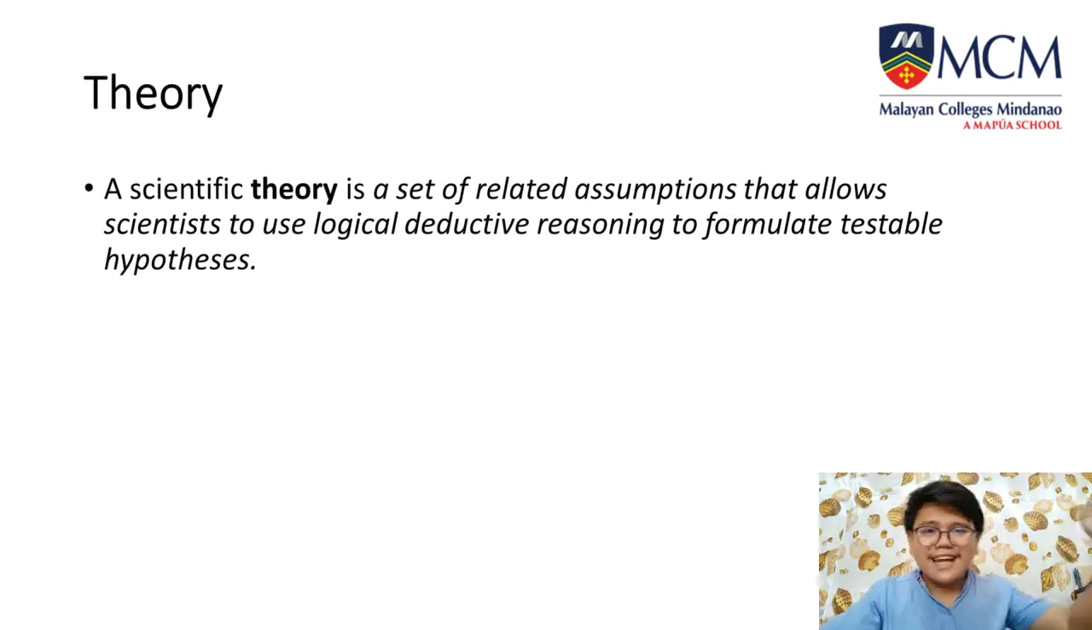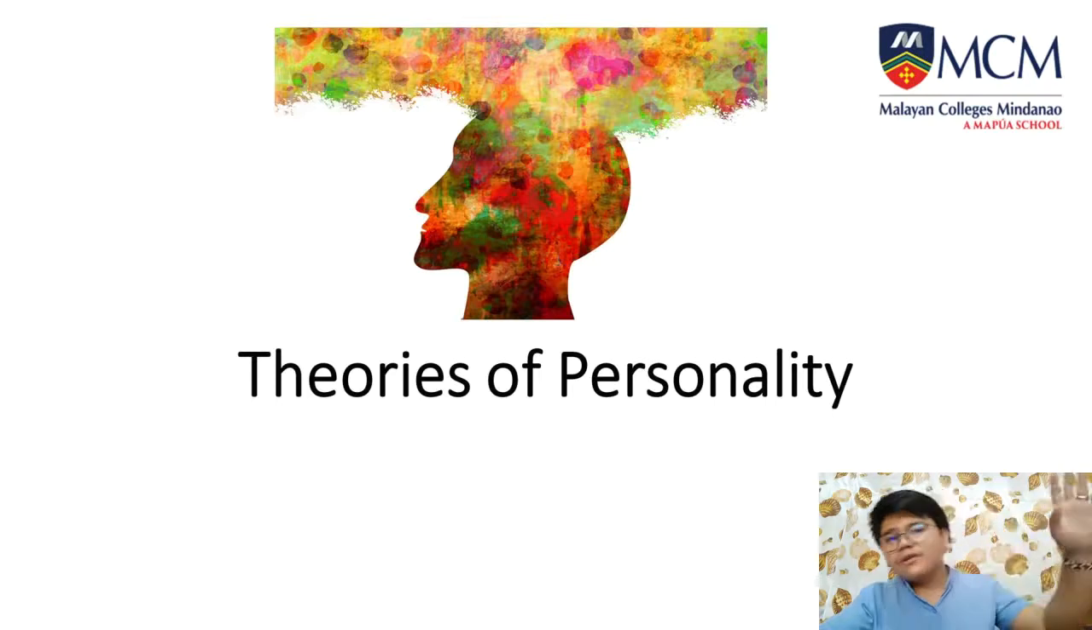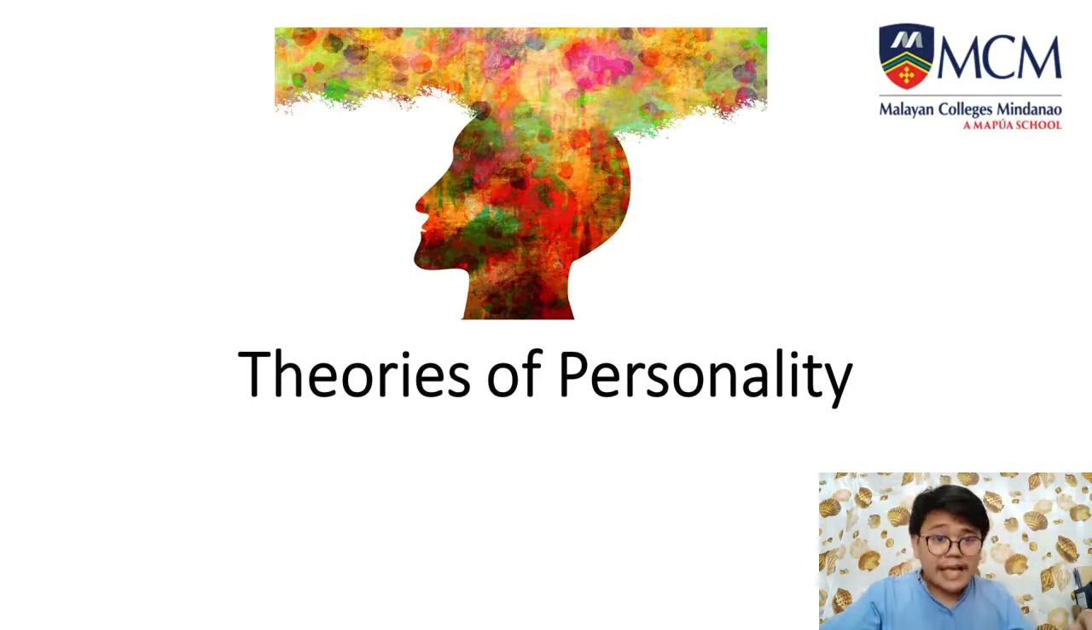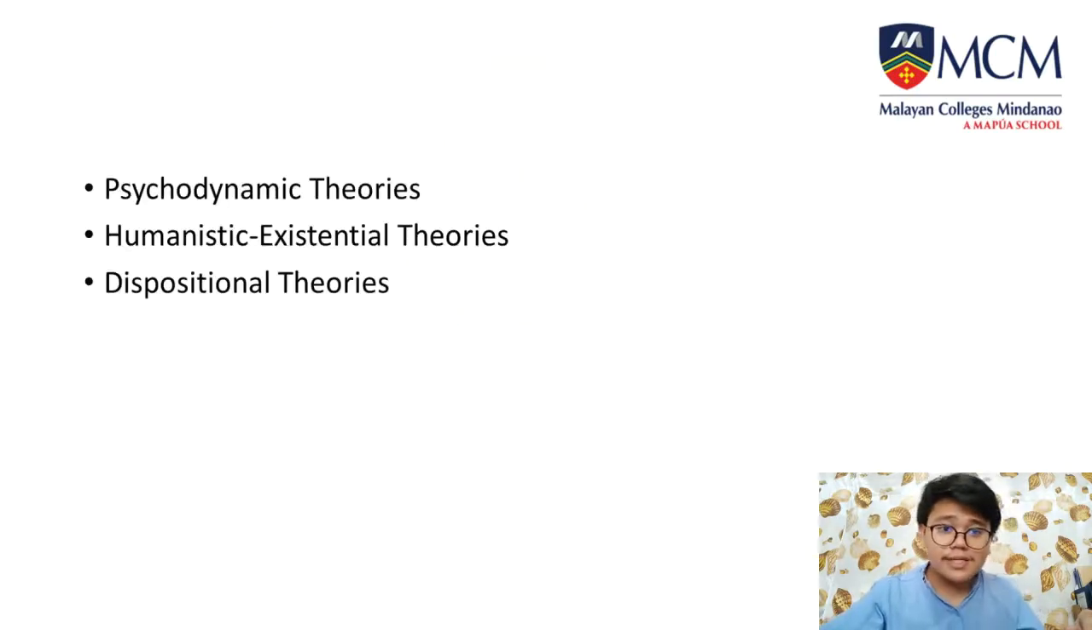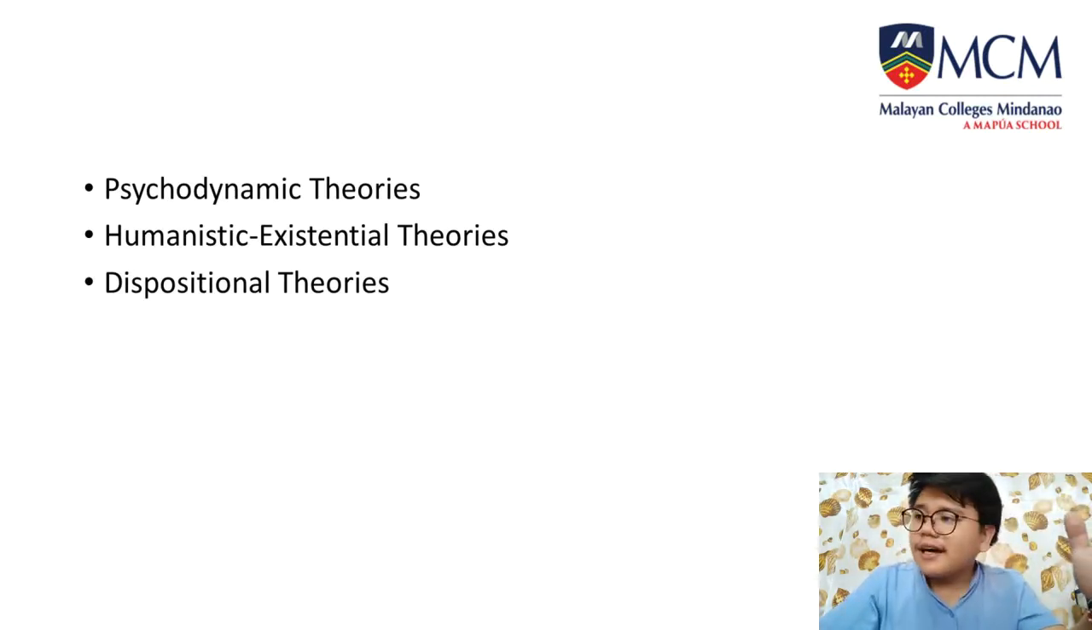Now, let's discuss the theories of personality. Theories of personality are one of the main perspectives in the field of psychology. In the theories of personality, there are three different branches of study. First, the psychodynamic theories. Next, humanistic existential theories. And the next one is the dispositional theories. I'll just give you a brief, introductory discussion about the theories of personality, because we're going to discuss this further and more deeply in your theories of personality subject. That will be a very interesting subject.